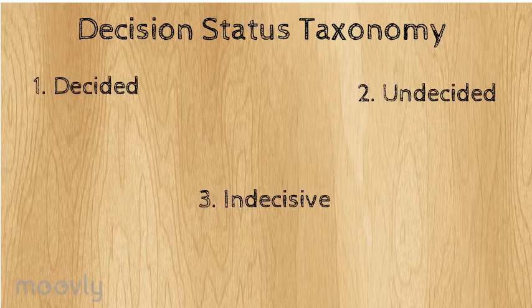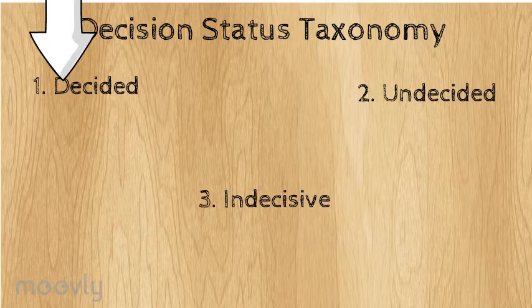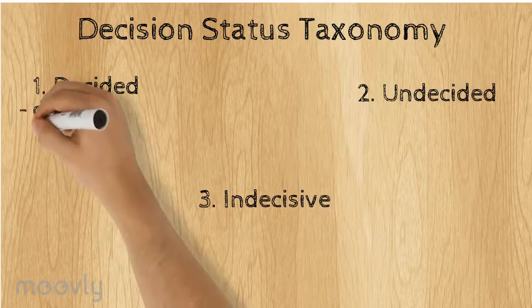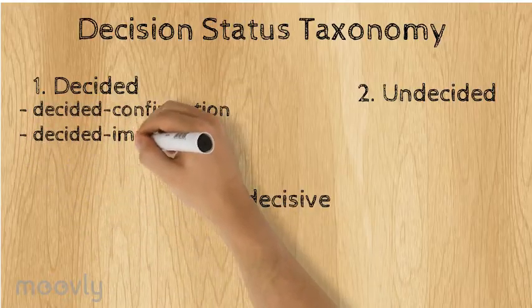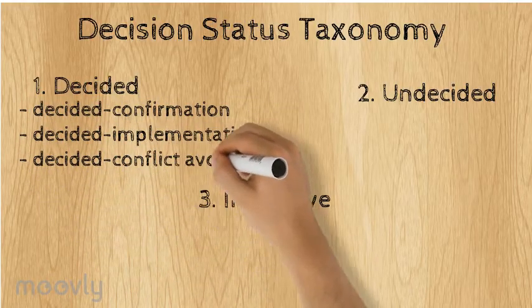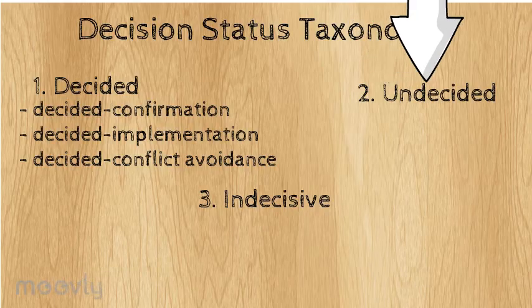A person fits the decisive category if they have committed, publicly or privately, to a specific career. The decisive category is further broken down into subcategories: decided confirmation, decided implementation, and decided conflict avoidance. For a person to be undecided, they have not made a commitment because they lack knowledge.